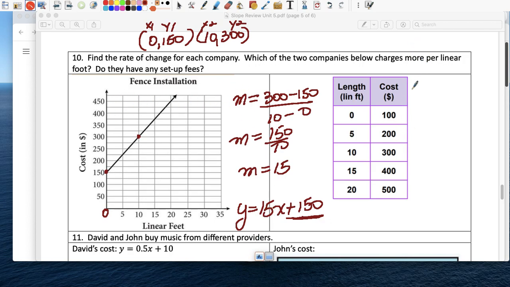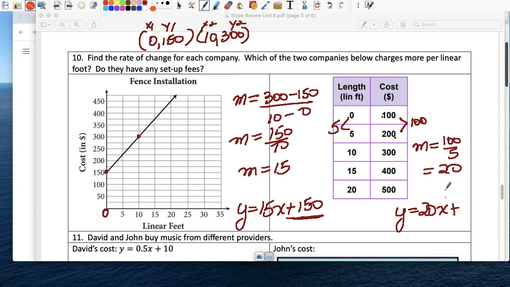This company, that's 100, that's 100, that's 100. So everything is 100, and then plus 5, plus 5, plus 5 on the other. So let's pick these two. So if you do that, we get that our slope is 100 over 5, because this is y2 minus y1 over x2 minus x1, and it gets to 20. So this company charges 20 bucks per foot of fencing. Do they have an initial fee?